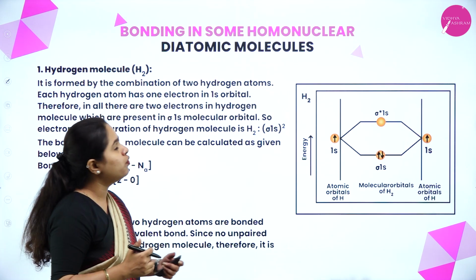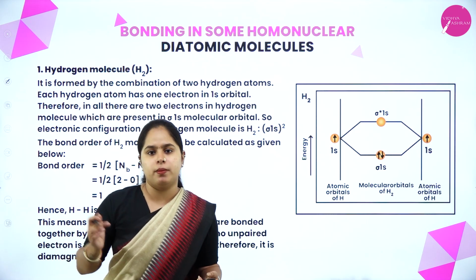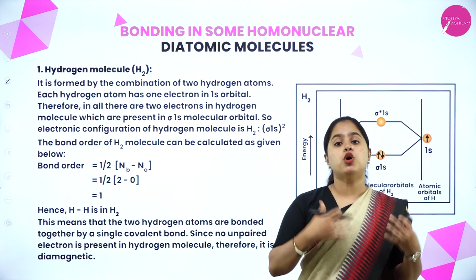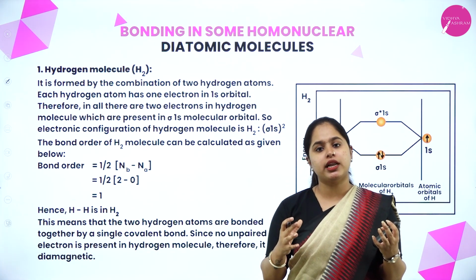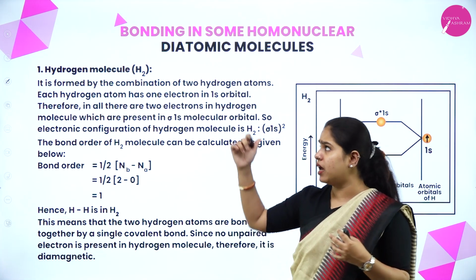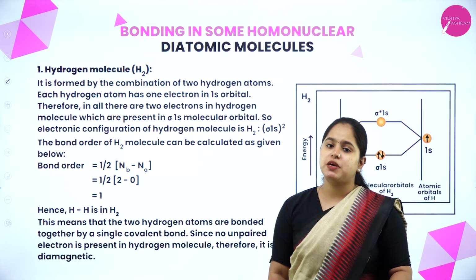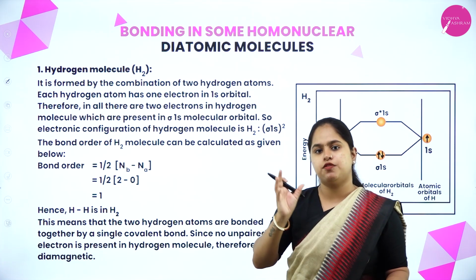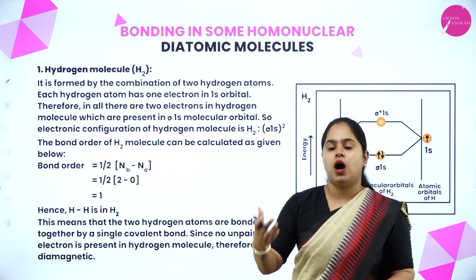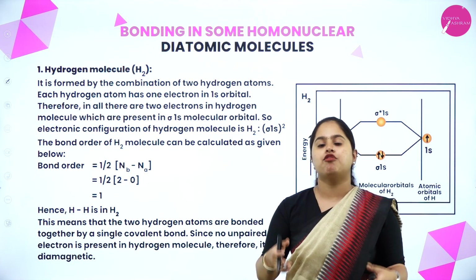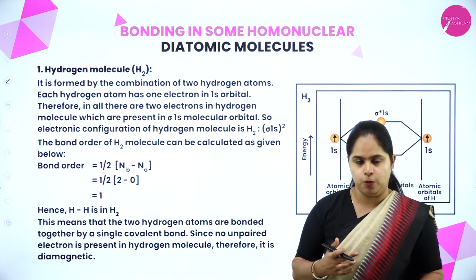Right, now moving on to the next topic, that is bonding in some homonuclear diatomic molecules. So we will be studying homonuclear diatomic molecules. Homonuclear means both are the same atoms, and diatomic means 2 atoms will be present, right? So we will be specifically discussing some specific diatomic molecules here, their electronic configuration, how the bonding is present, the bond order, and from which we can predict all this information. We will be discussing that for certain molecules, right?